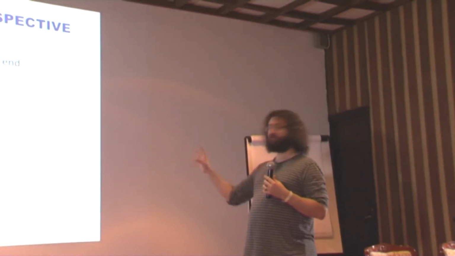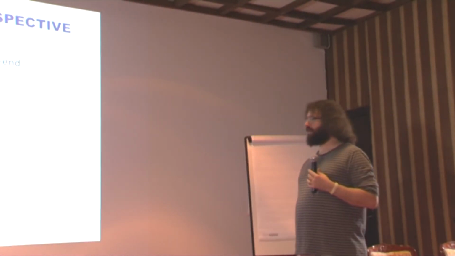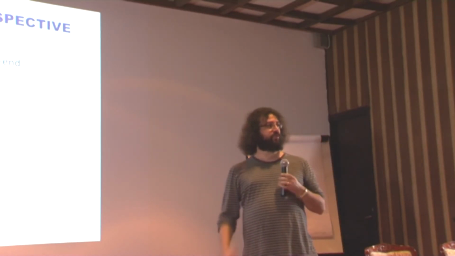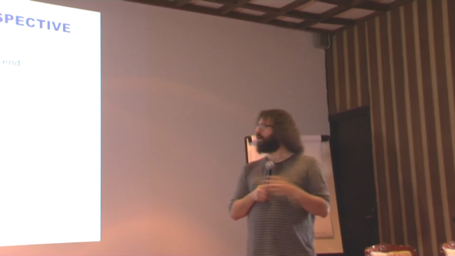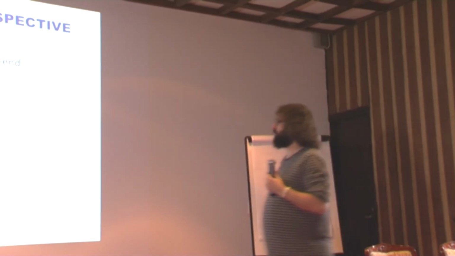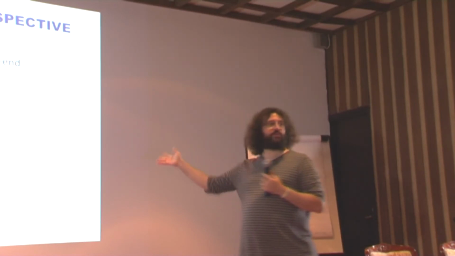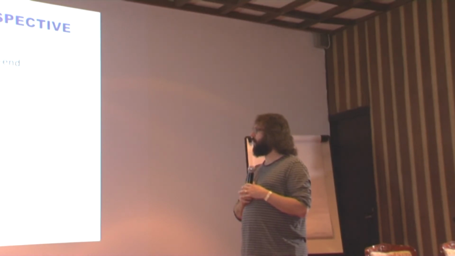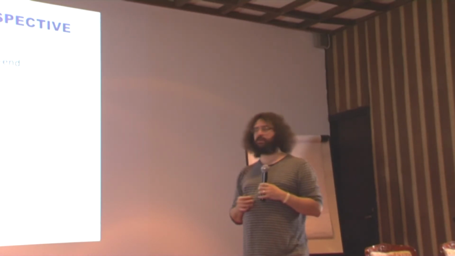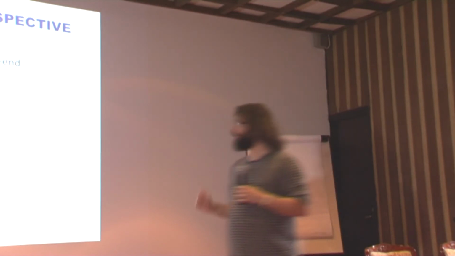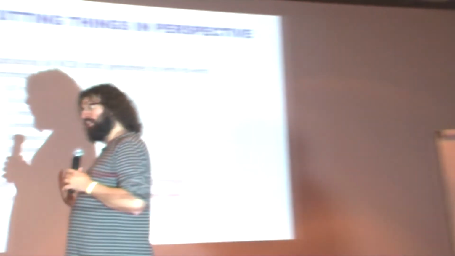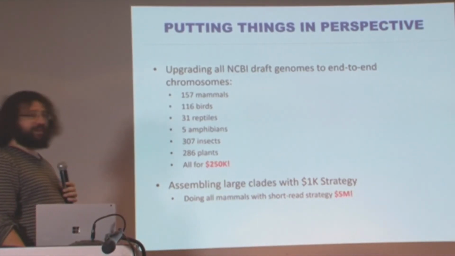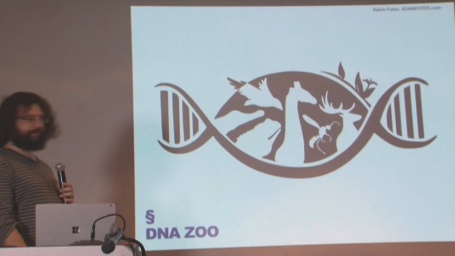The cost of upgrading every single one of these genomes using Hi-C is about $250,000. Most of these genomes cost more than $250,000 to produce individually, and today we think we can upgrade them all for about $250,000. And of course, when you can start assembling a single genome for $1,000, then you can start to imagine assembling very large clades in this way. For instance, doing all mammals using a purely short read assembly strategy, getting them up to roughly Human Genome Project standards, would cost about $5 million. So it becomes very, very tractable.